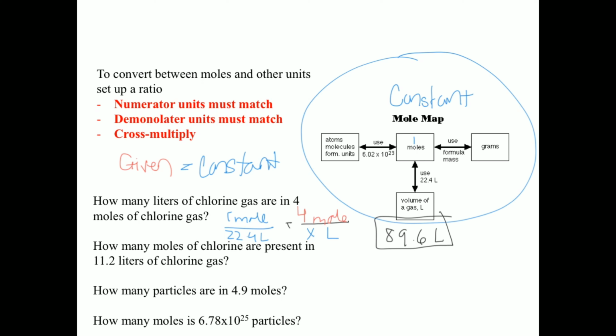Let's set up the next question together. Here, again, we have the relationship between moles and liters. So we'll start with our constant. We know that 1 mole is equal to 22.4 liters. But in this case, we are given 1.2 liters, and we're looking for how many moles. Solve this problem and place your answer in the box.